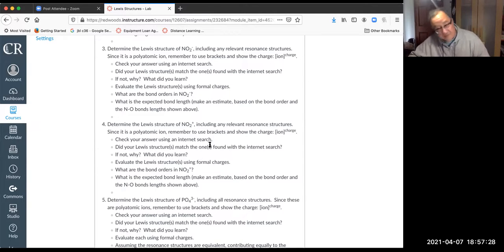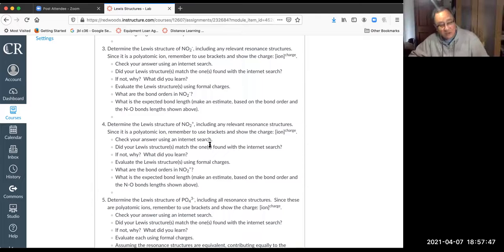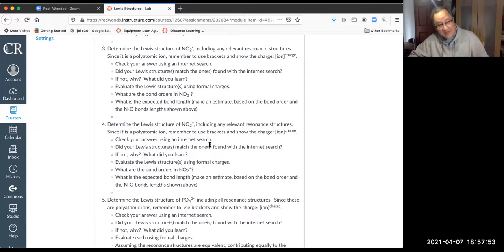Now this time you should be able to get octets on everything. How many structures did you get? I think it should just be 2. That's what I got. Now assign formal charges.